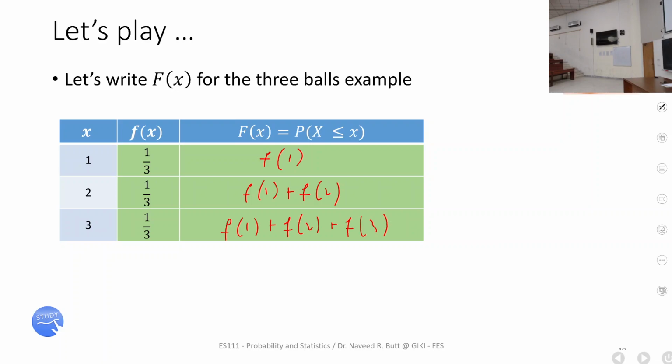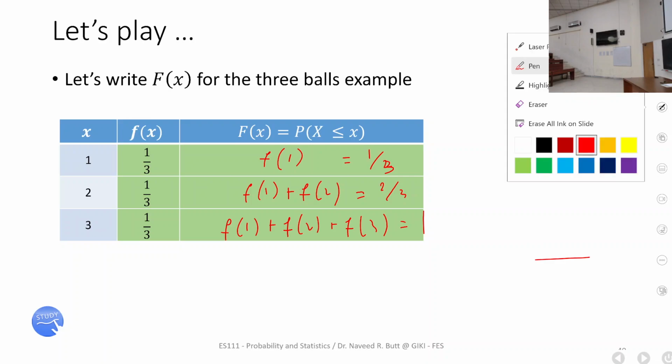Now without calculating, what should this be? 1. Yes? So the cumulative distribution function always approaches 1. It has to reach 1 and then stop. Why? Because by the end you are asking what's the probability that the number written on the ball is 3 or less. Well, that's all that is possible. The numbers written are 1, 2 or 3. So this was 1 by 3, this is 2 by 3, and this is 3 by 3, which is 1. And this is the summation notation.